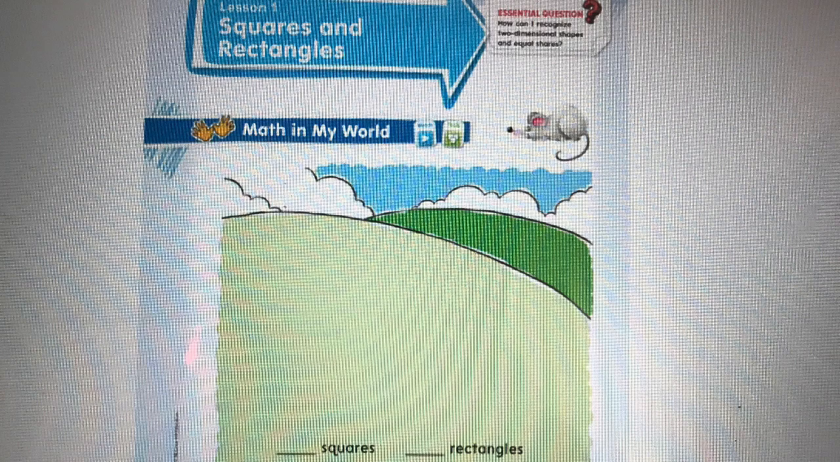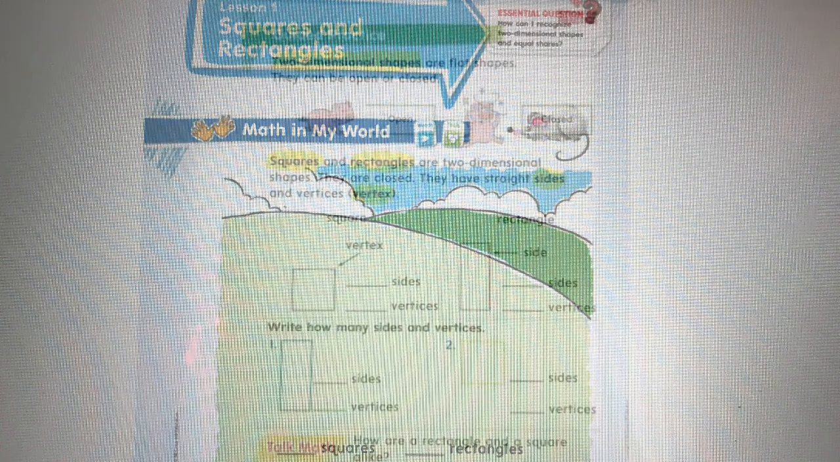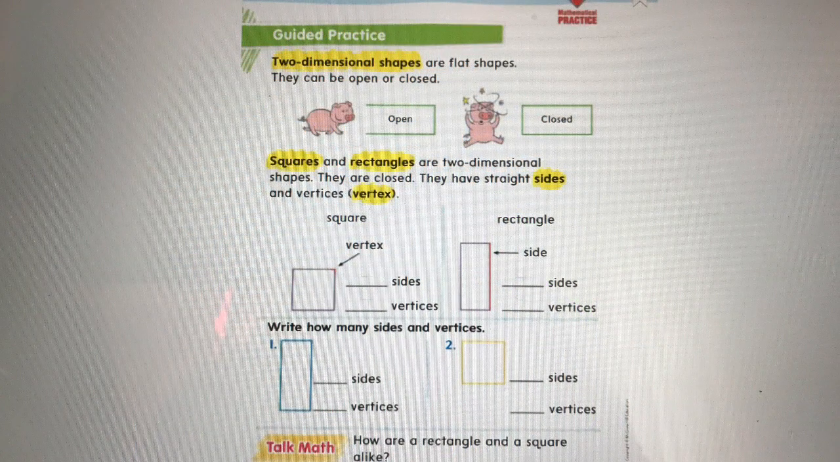Today we're going to do lesson 1 with squares and rectangles. You'll find this on page 635. In the background you can see clouds and some grass. Draw a picture using only squares and rectangles and count. Two-dimensional shapes are flat shapes. They can be open or closed.